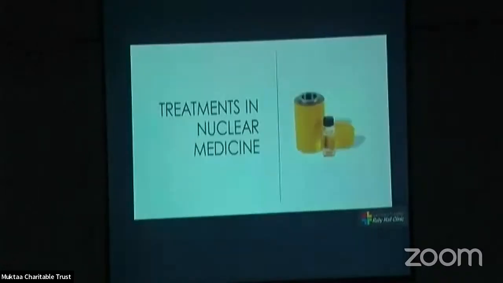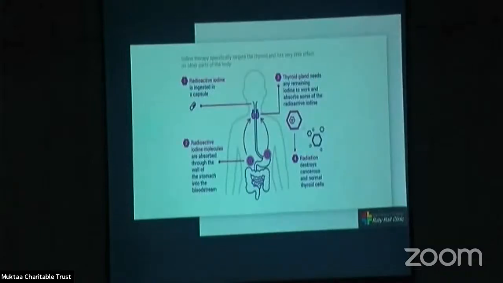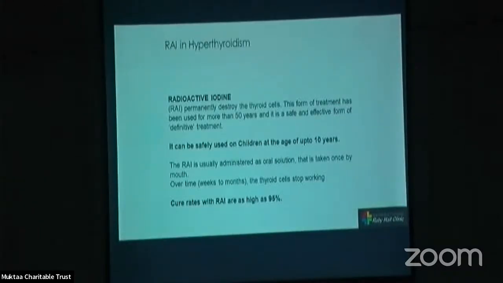Okay. Let's see. So coming to this, how to treat hyperthyroidism? Radioactive iodine is a treatment of hyperthyroidism. I am making very simple statements here. Radioactive iodine is a treatment choice for hyperthyroidism. Radioactive iodine will permanently destroy thyroid cells. Don't ask what are the side effects. It is supposed to destroy thyroid cells. More than 50 years have shown that it is safe and effective. A definite treatment. It can be safely used in children at the age of 10 years.